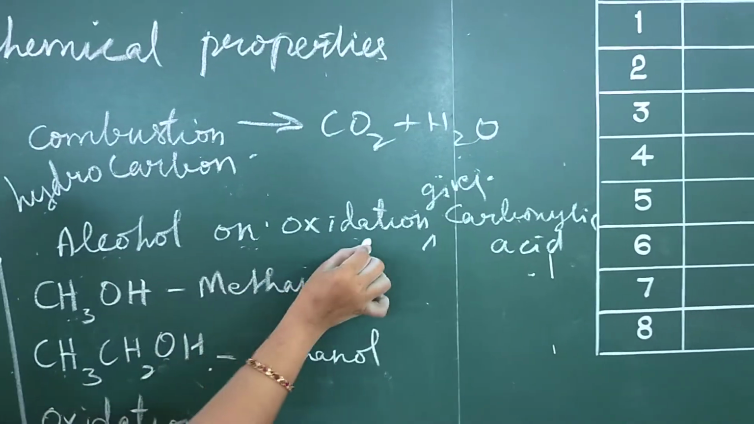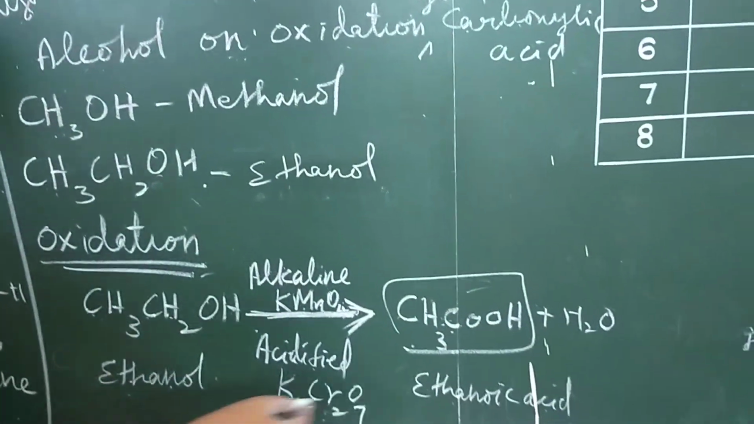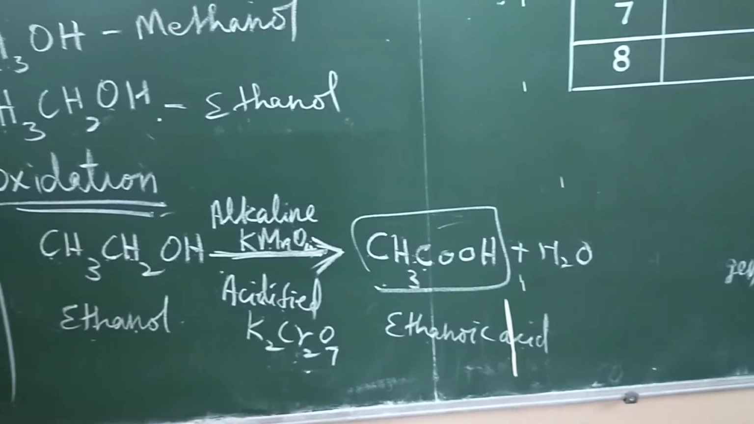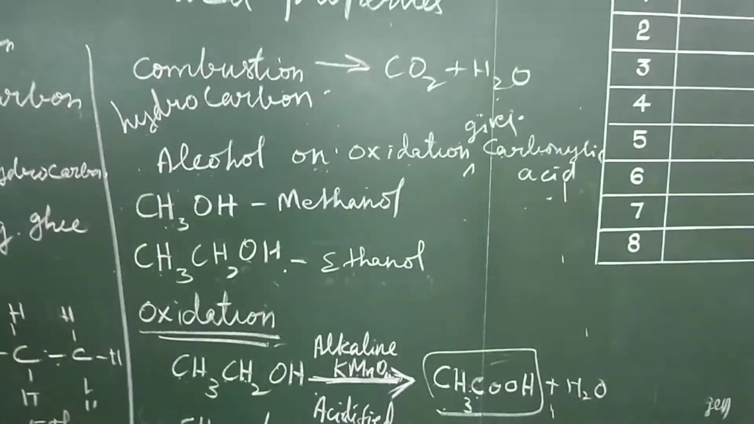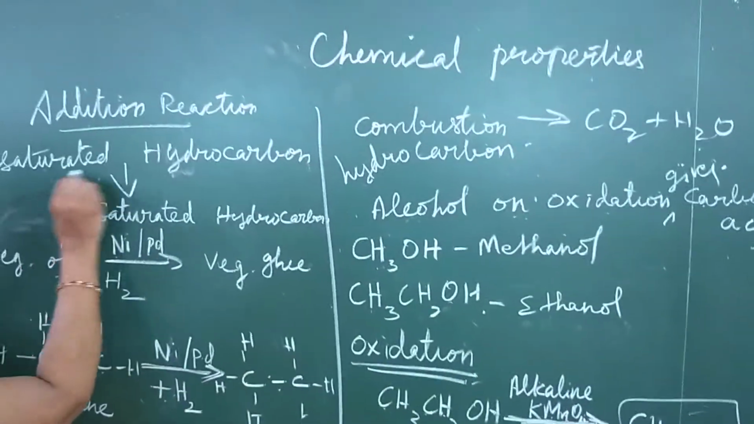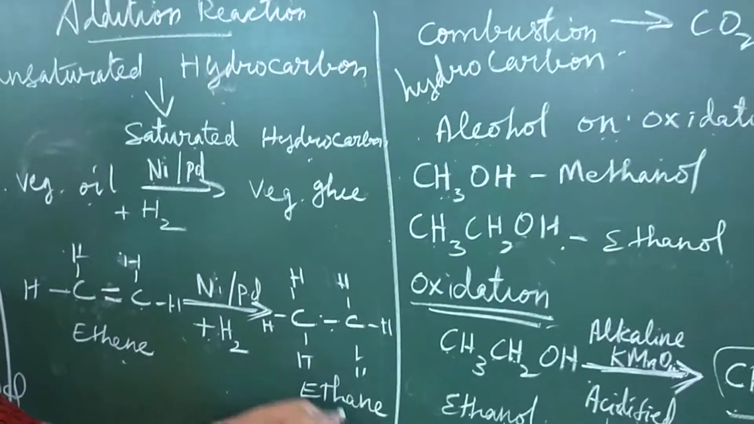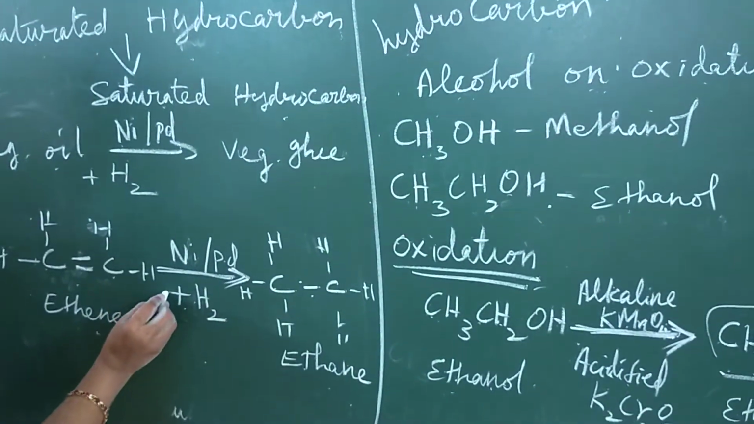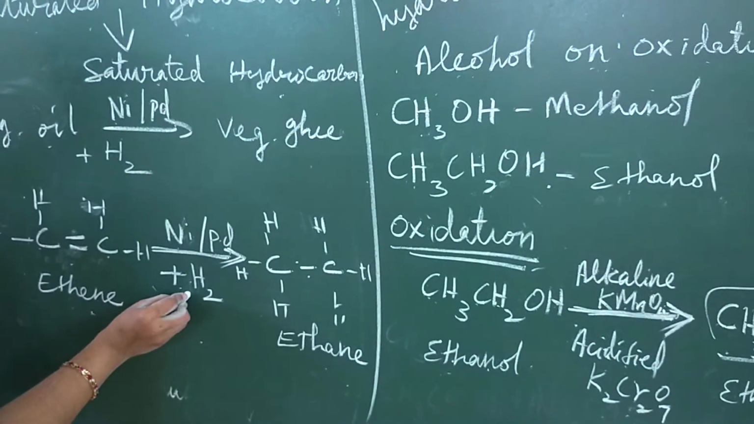Oxidation, alcohol and oxidation give carboxylic acid. Any type of alcohol give the corresponding acid. Ethanoic acid means ethanol. Propanoic acid means propanol give propanoic acid. Addition reaction means unsaturated converted into saturated. Ethene unsaturated converted into saturated by presence of nickel and palladium catalyst by adding hydrogen.